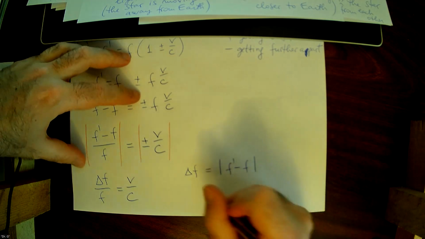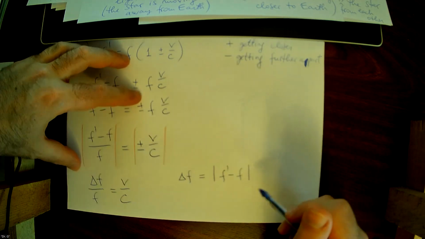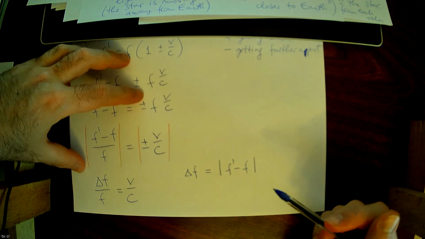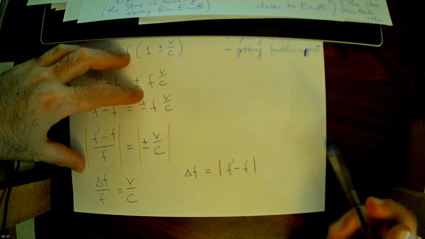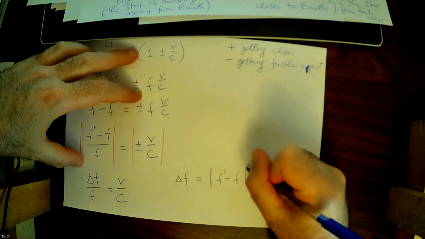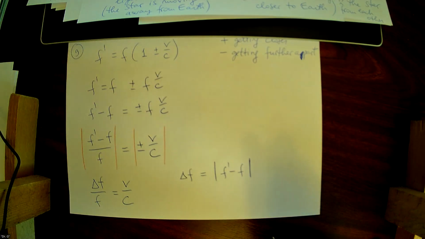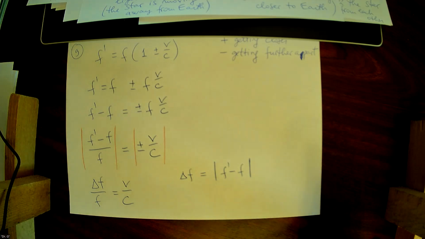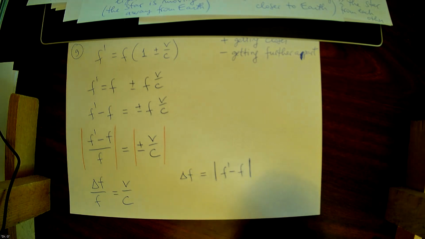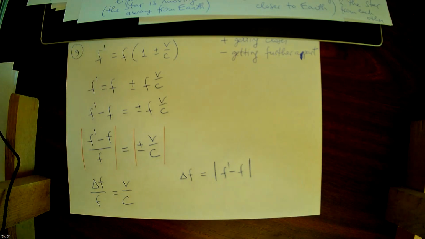And f prime is greater than f when they are getting closer. F prime is less than f when they are moving farther apart. This is a strange notation, because usually delta means new minus old, without the absolute value bars.